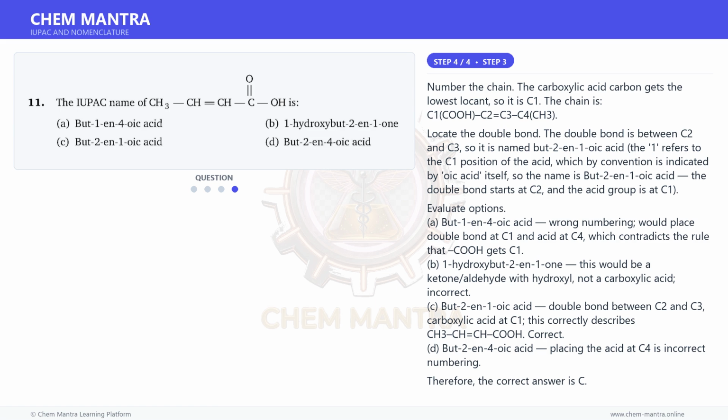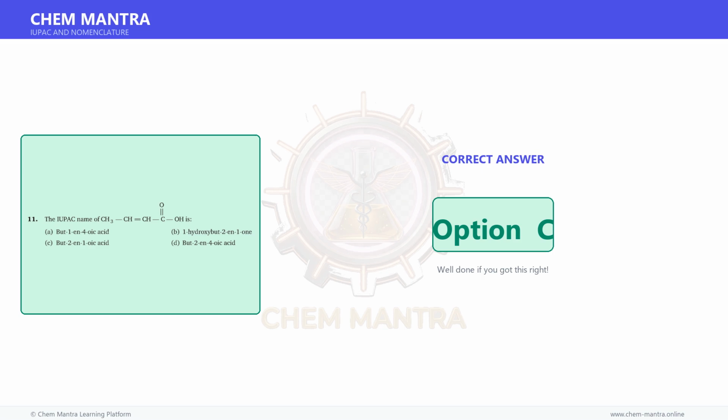C. But-2-en-1-oic acid, double bond between C2 and C3, carboxylic acid at C1, this correctly describes CH3-CH=CH-CHO. Correct. D. But-2-en-4-oic acid, placing the acid at C4 is incorrect numbering. Therefore, the correct answer is option C.